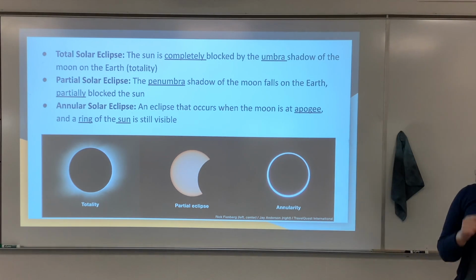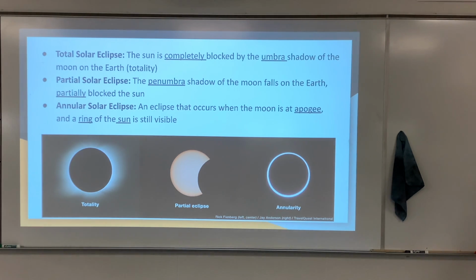The cool thing about being able to observe totality is that because the sun is completely blocked, you can actually look at the sun during totality without any kind of protection on your eyes, but only during totality. The moment totality starts to end, you cannot look at the sun anymore.